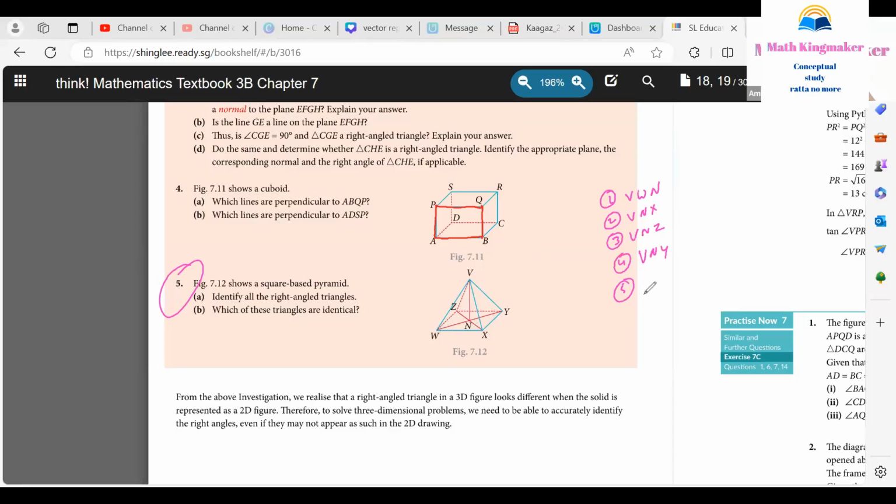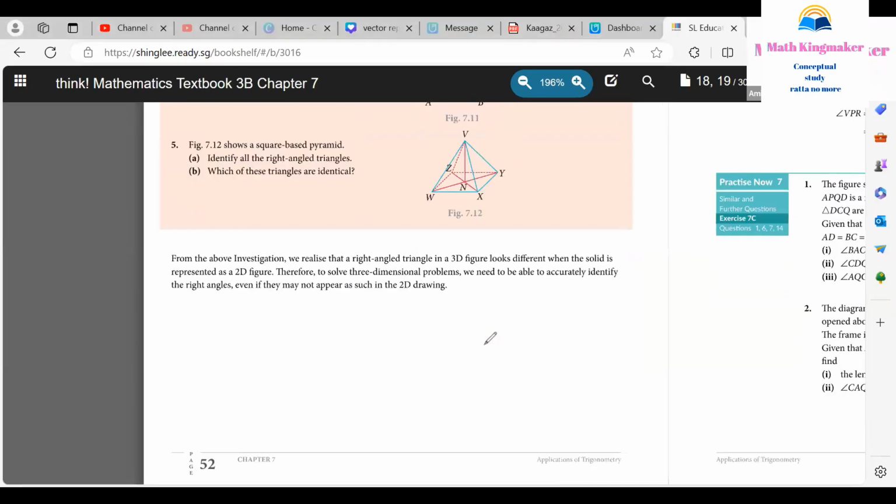Is this WXY? Yes, WXY and ZWY. Okay, there are two triangles. Any other? No, sir. Very good. So this is just about the visualization of 3D figures, how you are visualizing it. That is the main motto to study this.